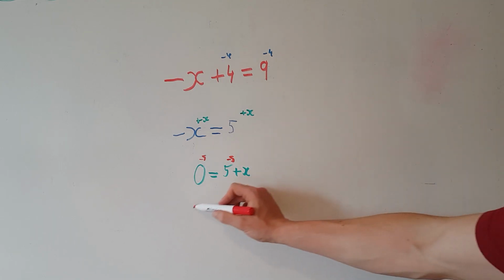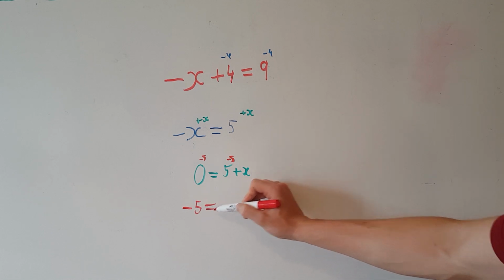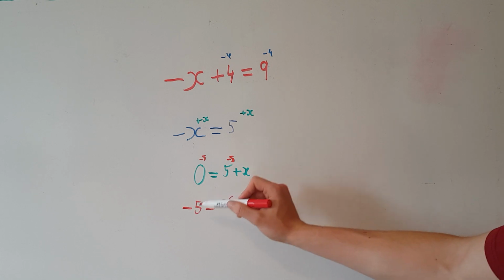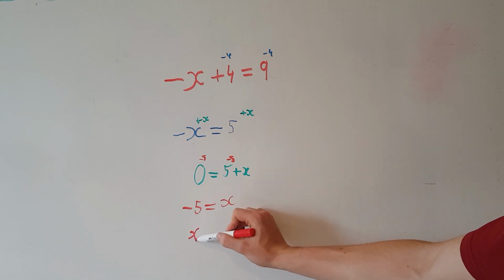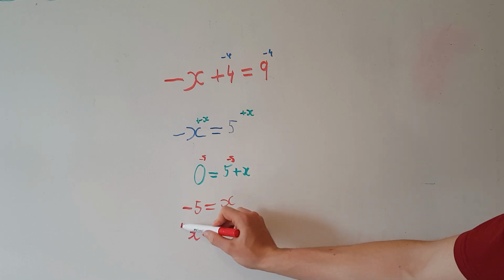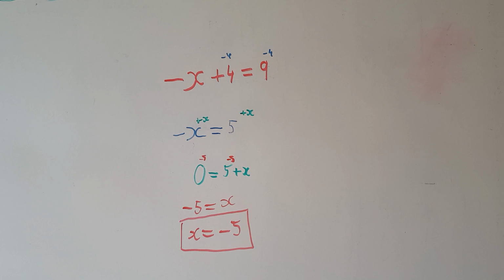How do we do that? Minus 5, 0 minus 5 is minus 5, equals, these cancel, x. So that's our answer, or if you want to write it the other way, x equals minus 5. And that's addition and subtraction in algebra.